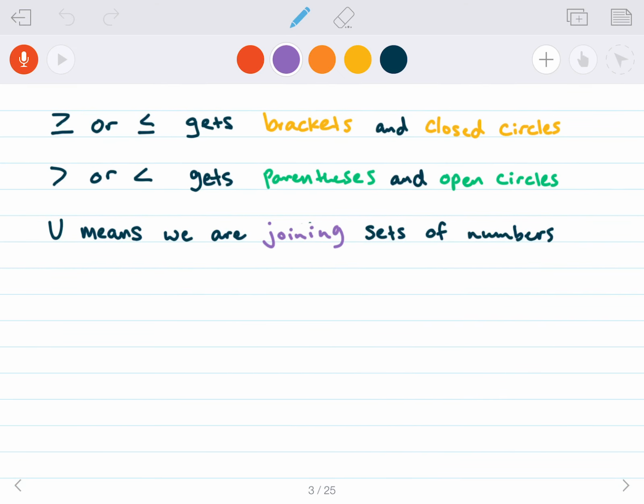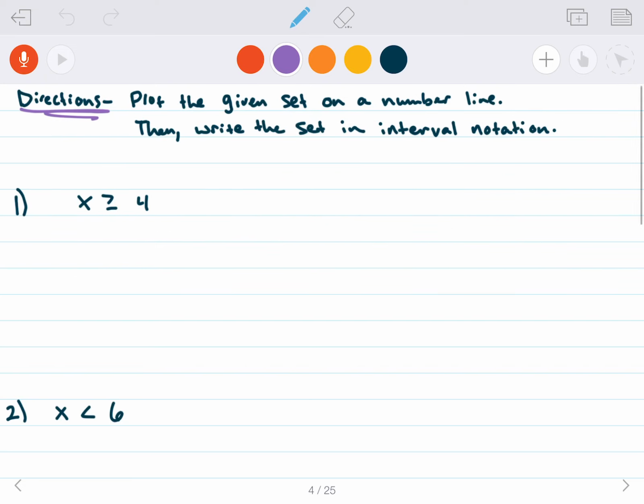All right, so this is a little cheat sheet. If you have less than or equal to, or greater than or equal to, you use brackets and closed circles instead of what we just did, which was parentheses and open circles for greater than or less than. And this big U means union. Basically that means we're joining sets of numbers, and we're going to do an example with that to show you how.